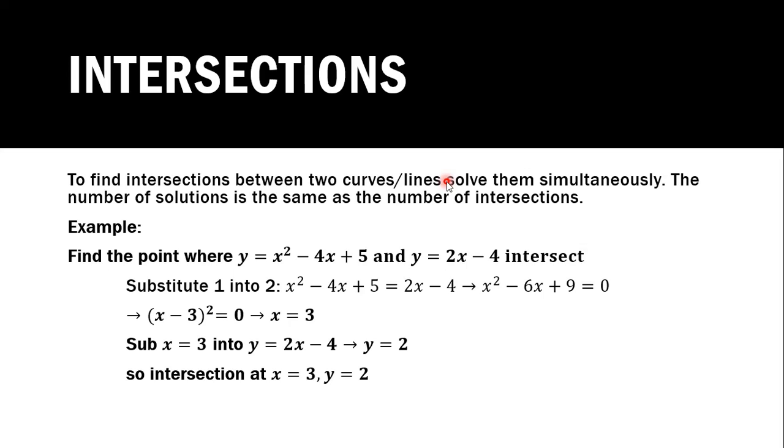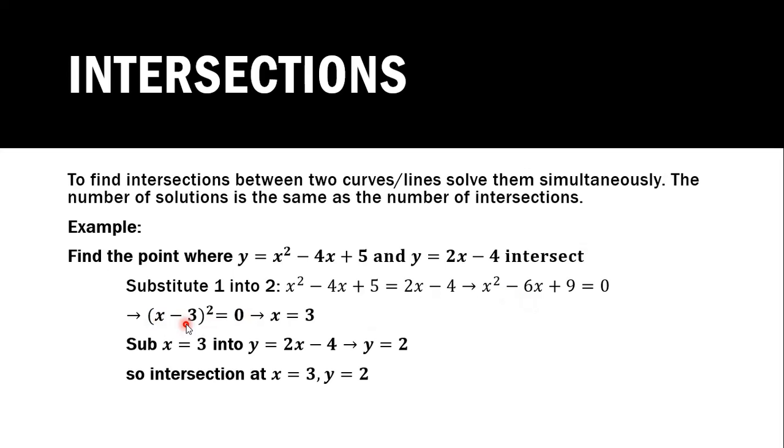So here's an example. Find the point where y equals x squared minus 4x plus 5 and y equals 2x minus 4 intersect. So we're going to substitute number 1 into number 2 because we already have y equals. So we're going to say x squared minus 4x plus 5 is equal to 2x minus 4. And that can be rearranged to get x squared minus 6x plus 9 equals 0.